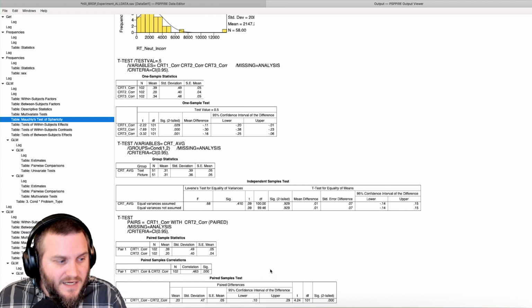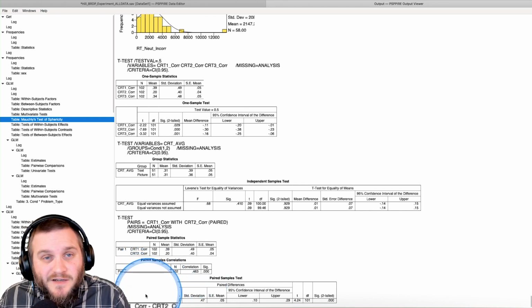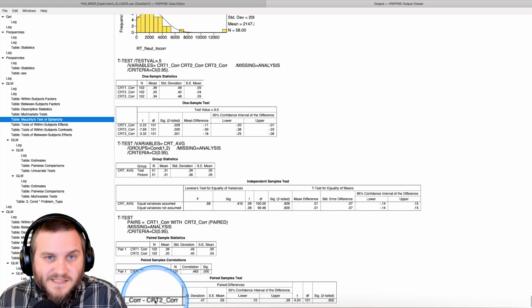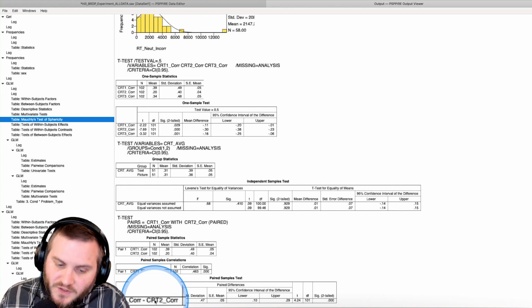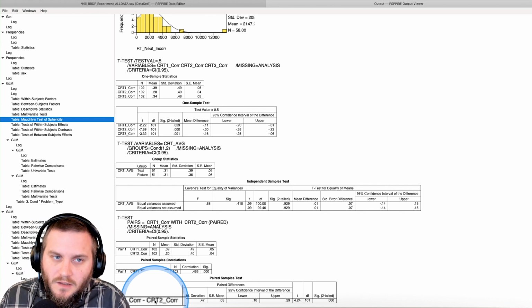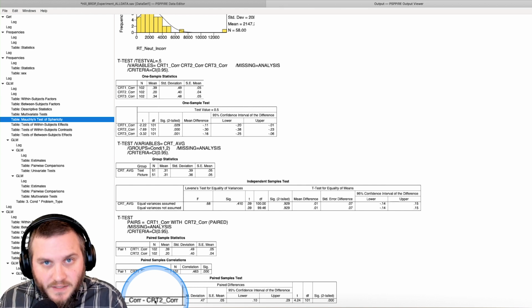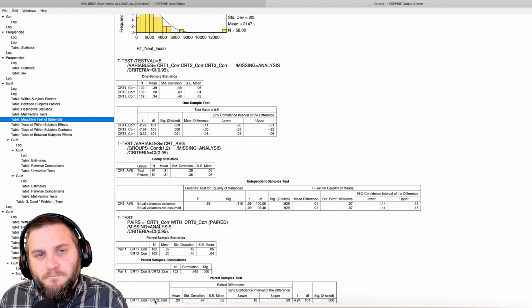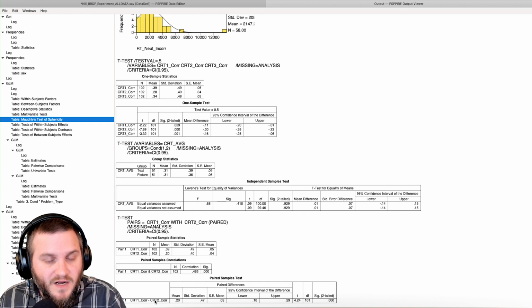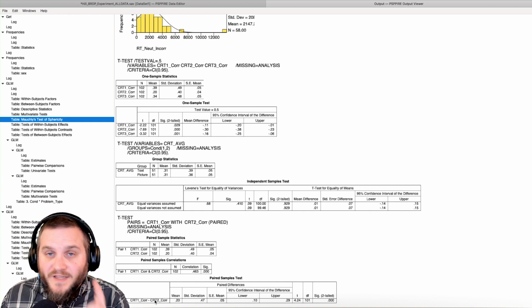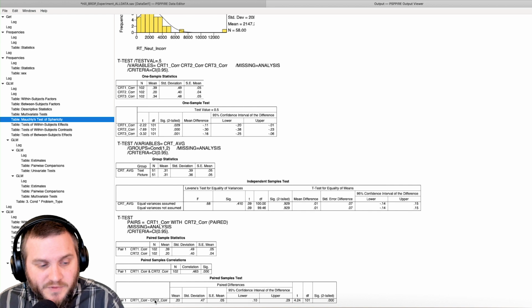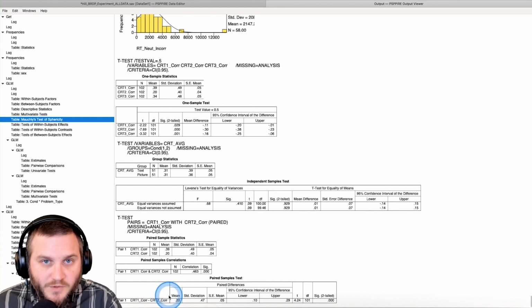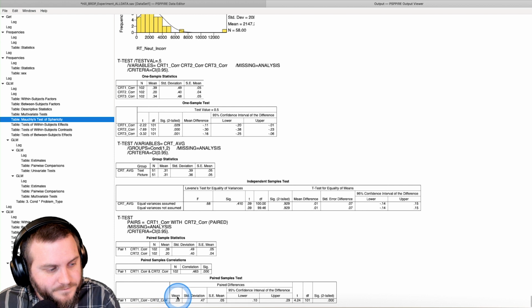Now, one of the data checks that we don't get here is whether or not these are normal. This difference score is normally distributed. You would have to use the descriptive stats to find out what the skewness and kurtosis is. So just be aware that this module does not give you normality or other assumption violation tests, with the exception of the independent samples t-test giving you Levene's test of homogeneity of variance. You don't get that here.